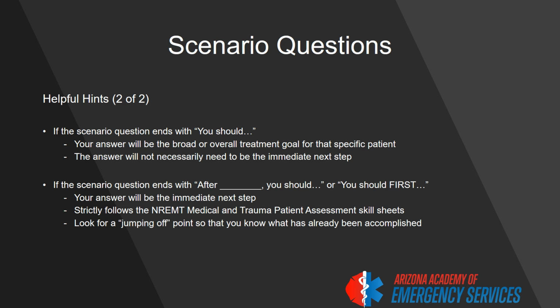So it's important to look for the ends of the scenario questions. If it just says "you should," again, that's going to be the broad overall treatment goal for the patient, not necessarily the immediate next step. If they give you that jumping off point, like "after you do something," or "you should first do something," or "you should next do something," you need to identify that jumping off point, relate it to the medical or the trauma patient assessment skill sheet, and choose the immediate next answer that comes after that jumping off point.